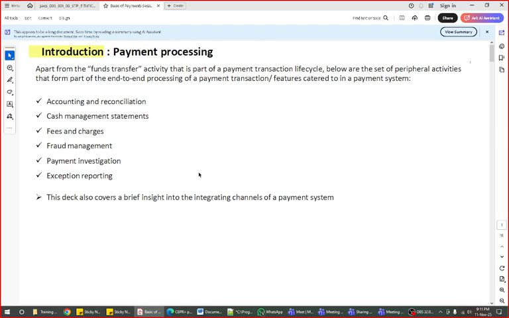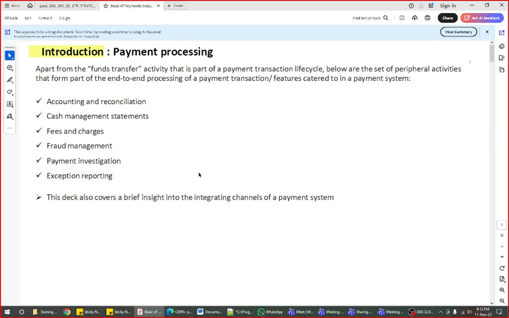So apart from the fund transfer activity, which is part of the payment transaction life cycle, below are the set of things which we are going to discuss. For example, accounting and reconciliation. When you are sending a payment from India to UK, I am always going to give the example of India to UK because it's very easy to understand. So when you are sending payment from India, there is a debit in nostro, and a credit in vostro at the other bank. Accounting postings are minus here, plus there, and between that reconciliation happens. This is one of the main things always happening, and we are going to see an example once we move to the next slide.